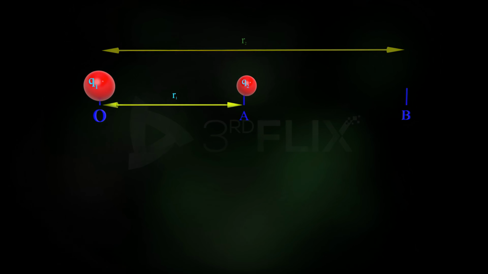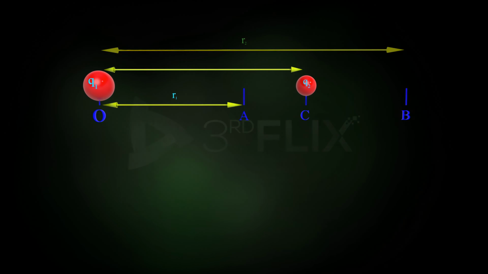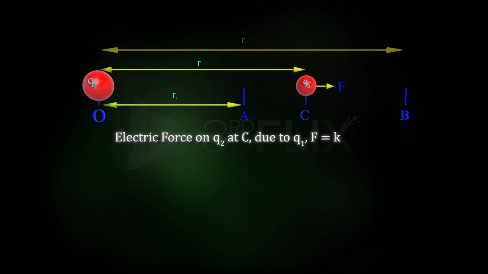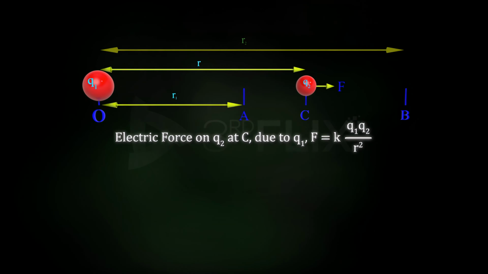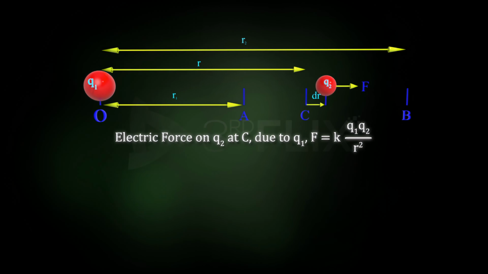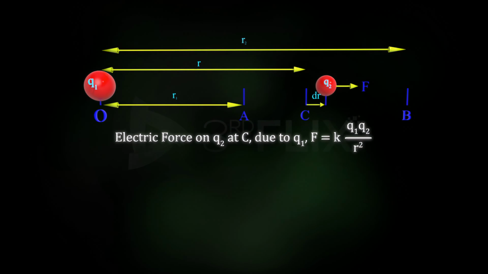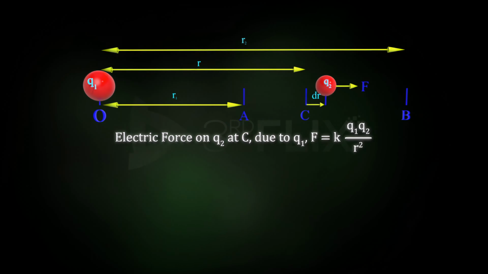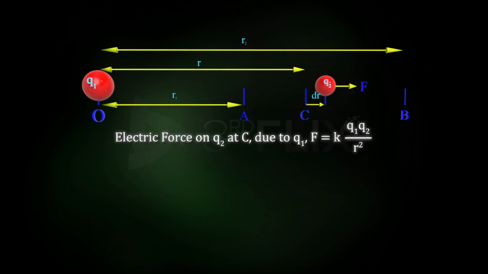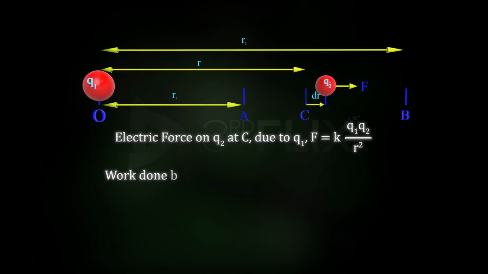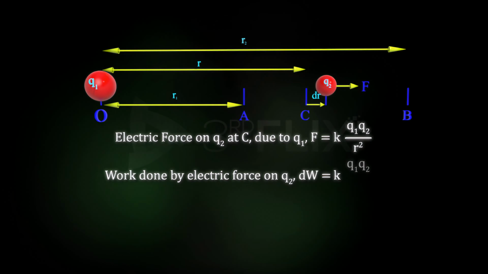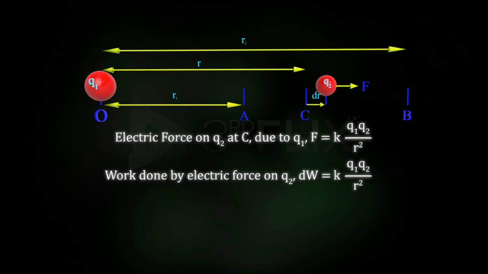A to B. When Q2 is at point C, that is at a distance r, it experiences an electric force KQ1Q2 by r squared. Let the charge move from C through an infinitesimally small distance dr, during which the electric force can be assumed to be constant. As both displacement of the charge and force on the charge are in the same direction, work done by the electric force on Q2, dW, is equal to KQ1Q2 by r squared into dr.